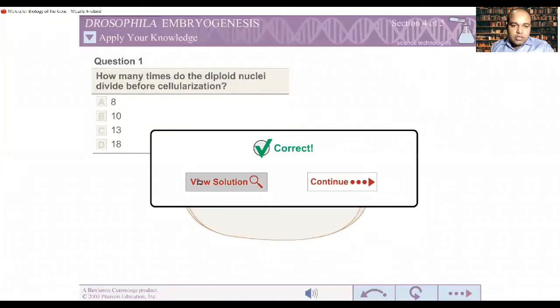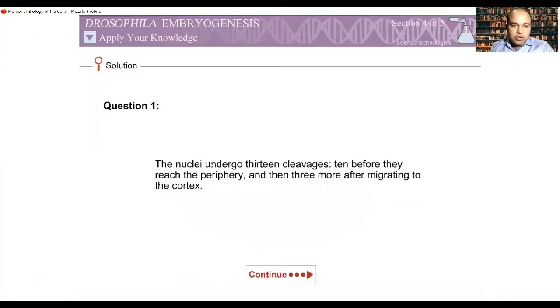Correct. Okay, so you can visualize the solution also. The nuclei undergo 13 cleavage divisions, 10 before they reach the periphery, and then 3 more divisions are going to take place after migrating to the cortex. Once they have migrated to the cortex, then 3 more divisions are going to take place, and then 13 number of divisions are going to take place once the nuclei have reached towards the cortex layer. Next question.